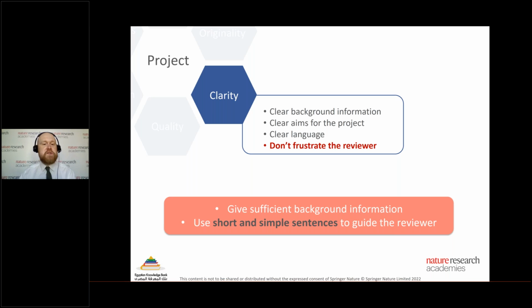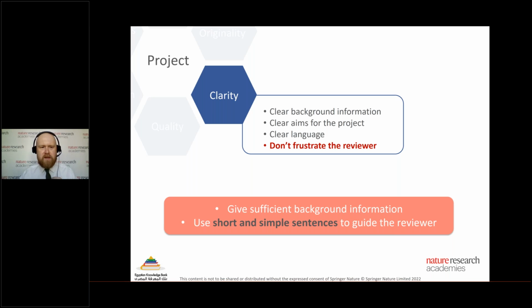I do recommend using clear language throughout the course of your proposal. So use simple English, use short sentences, so as not to frustrate the reviewer. If things in the proposal are not clear, your reviewer may become frustrated. You want to keep the reviewer on your side. You want to keep them feeling positive and enthusiastic about your proposal. So do be sure to explain things clearly throughout your proposal.